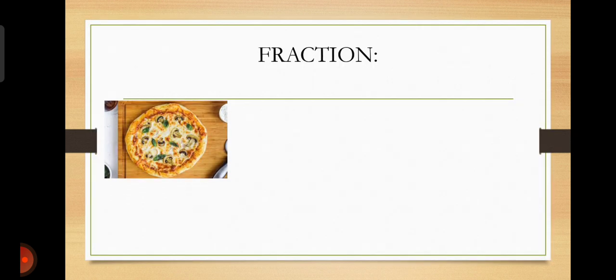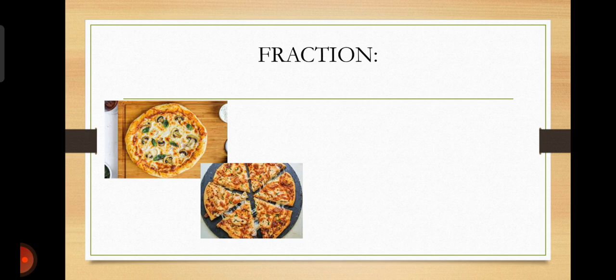Fraction. Over here, you can see the image of a whole pizza. But do you think you will be able to eat it in one go? No. You have to cut it into pieces. So, there are 6 pieces of the whole pizza.